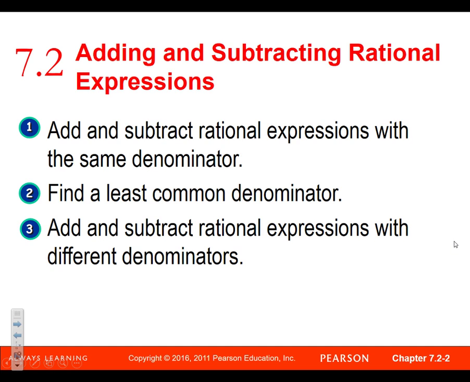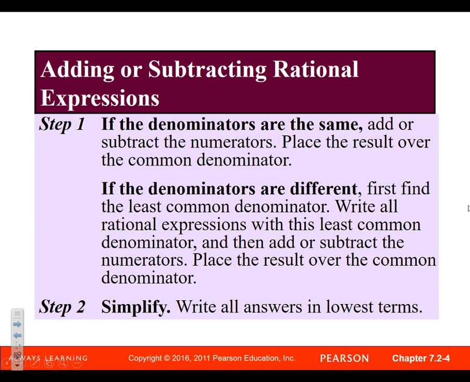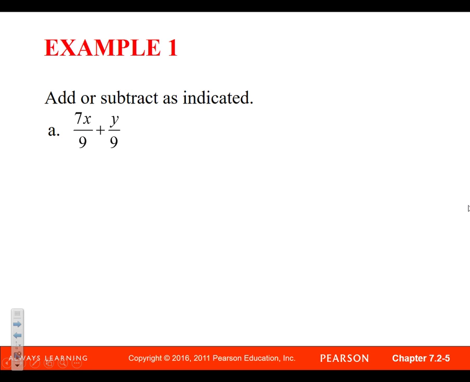All right, cool. Let's get started. So let's start off with objective 1. And objective 1 is to add and subtract rational expressions. So all we need to know here is, do these have the same denominator? And if they do, then we can just add them, right? So take a look at these fractions. Do they have the same denominator? Yeah, so all I need to do is keep that denominator and add the numerators. So what is 7x plus y? Well, I don't know until I figure out what x and y are, so I'm going to express it as 7x plus y. And I'm done. That's it. There's not much more I can do.